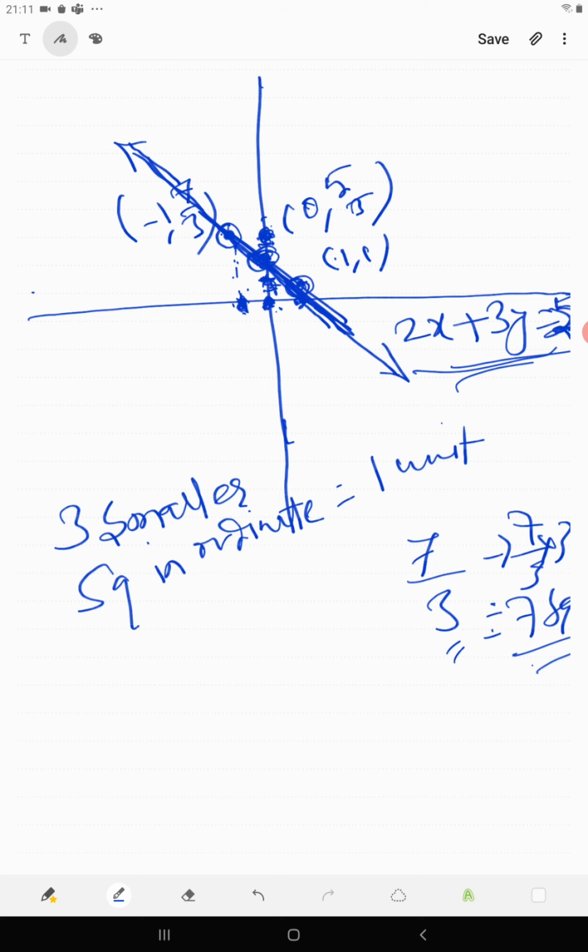So this is how we represent a given linear equation. We will read in a further class that this is also the equation of a straight line. For now, we will consider it a linear equation.